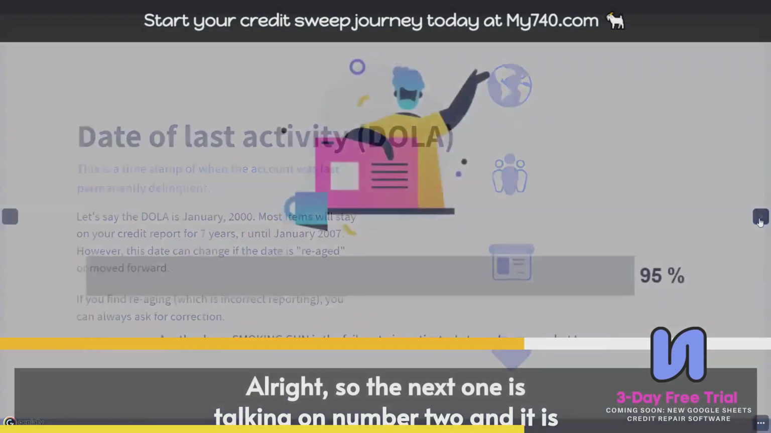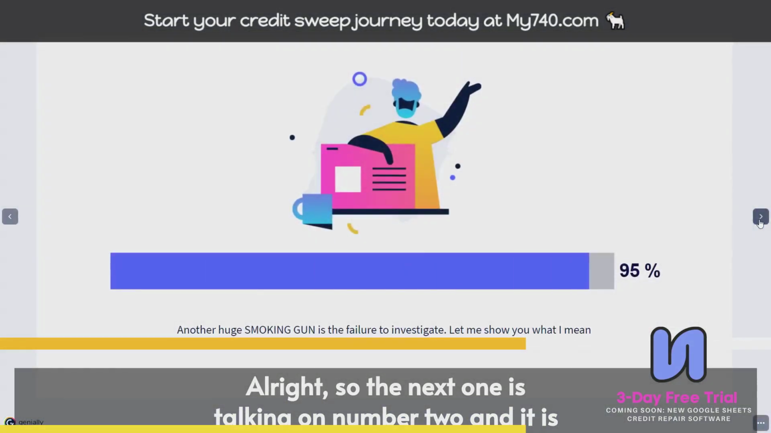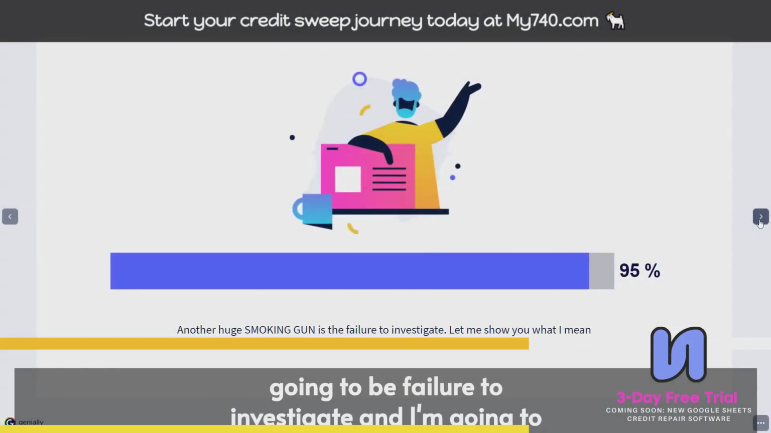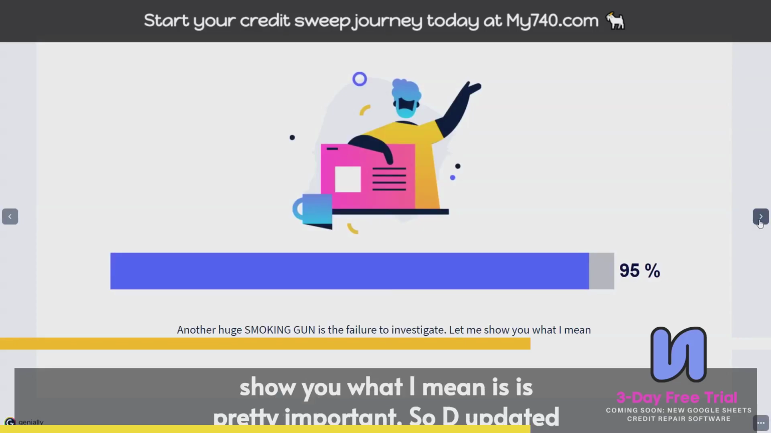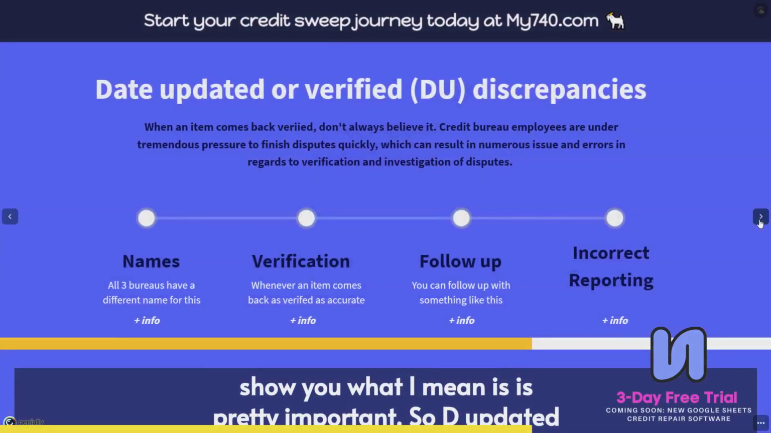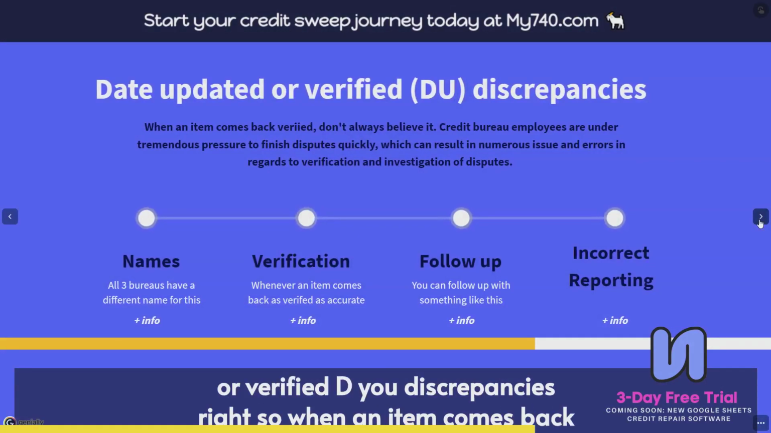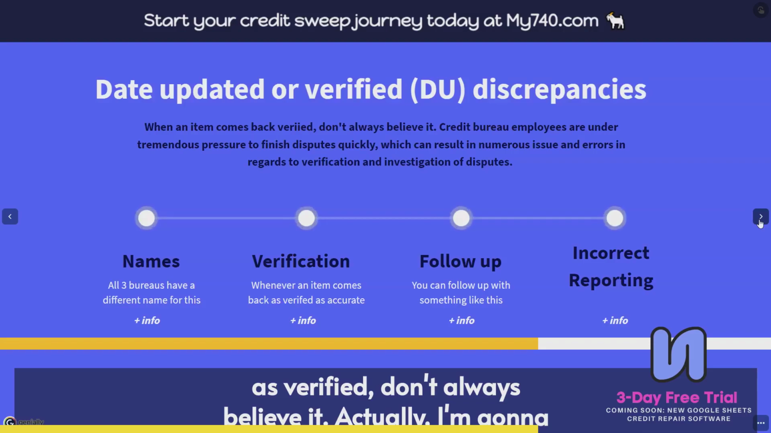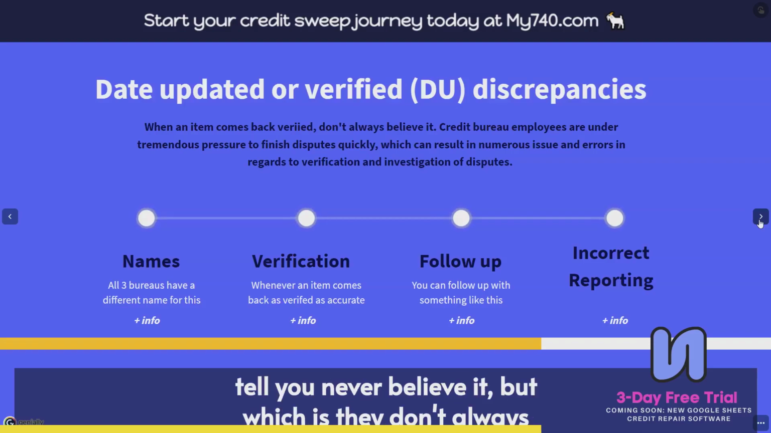All right, so the next one is smoking gun number 2, and it is going to be failure to investigate. And I'm going to show you what I mean because this is pretty important. So date updated or verified, DU, discrepancies, right? So when an item comes back as verified, don't always believe it. Actually, I'm going to tell you never believe it, but let's just say don't always believe it.